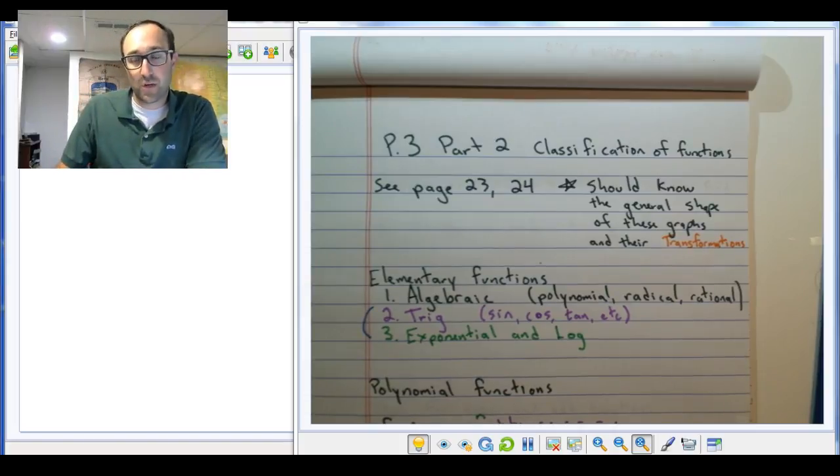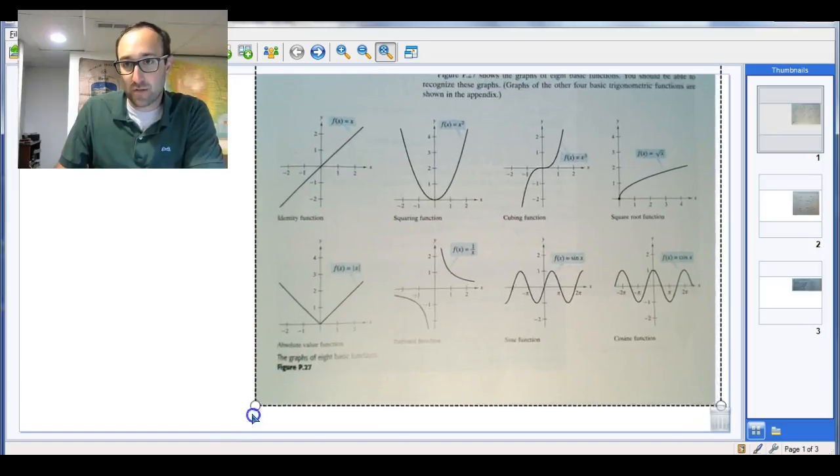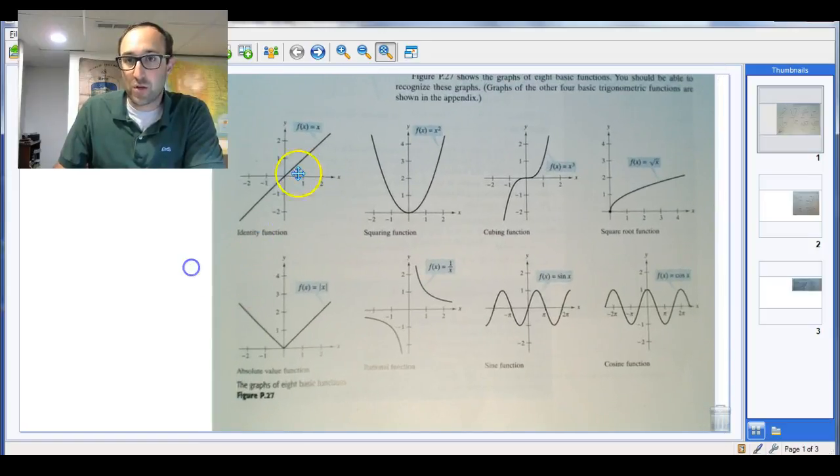First, in your book on pages 23 and 24 is some pretty important stuff. Actually, I even put it up here. So here's one that you should know. Let's just make it a little bit bigger here for right now. You should know lines, parabolas, cubics, square roots, absolute value, rational functions, sine and cosine. These are ones you should just know what they look like.